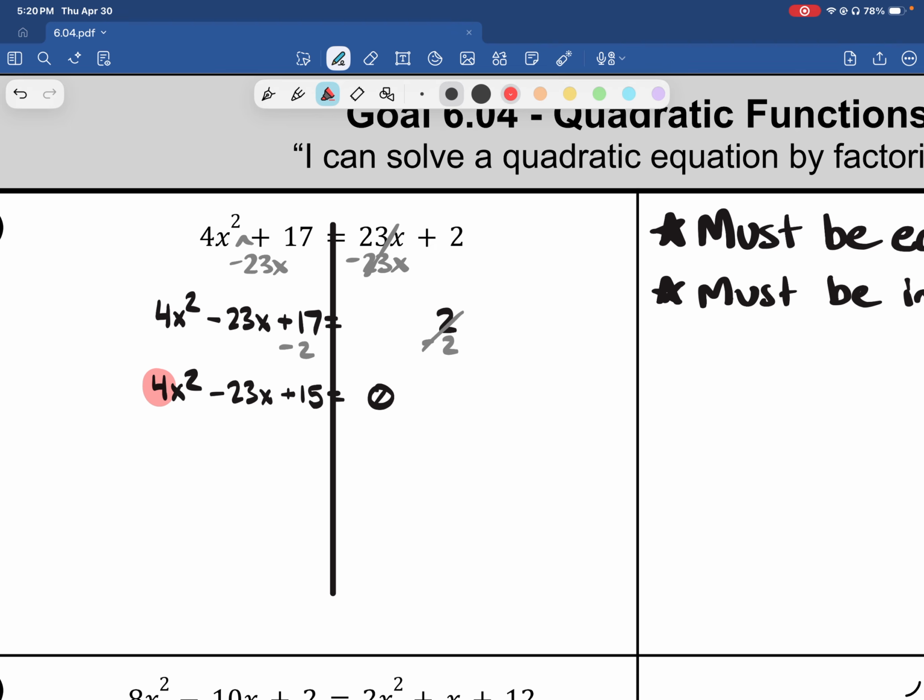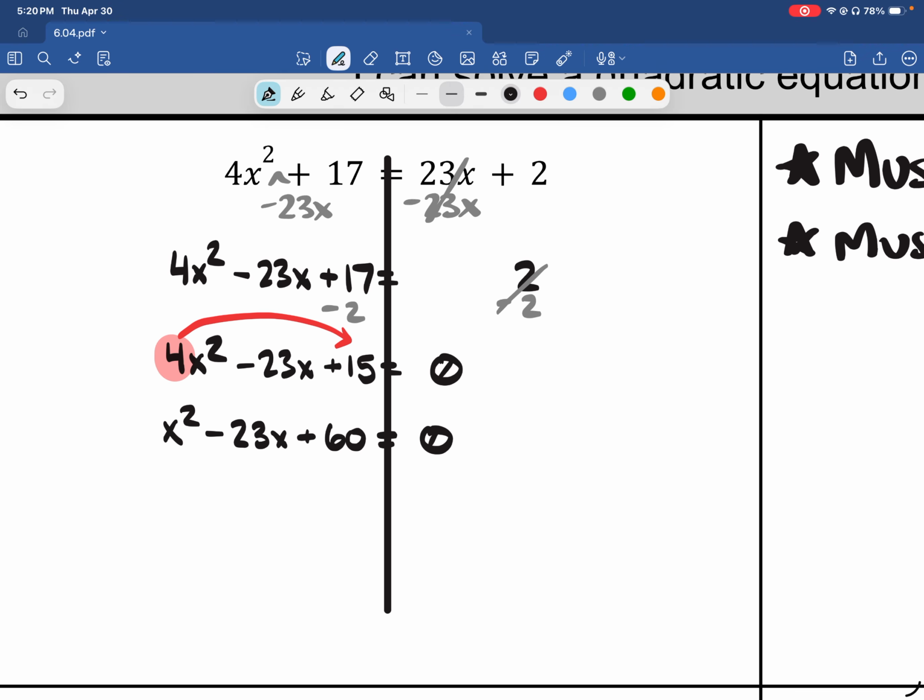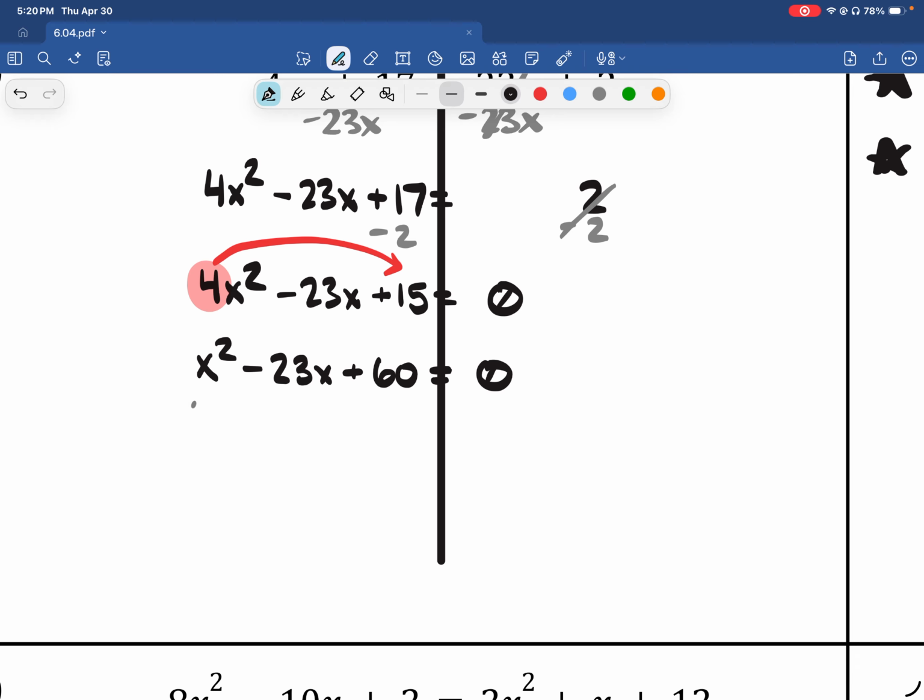Now I can go ahead and factor. There is no GCF between 4, 23, and 15, so I'll go ahead and start the slide and divide process. Rewrite this as x squared minus 23x plus 60 equals 0. I'm finally ready to find the factors of 60 that add to negative 23. Those will be negative 3 and negative 20.